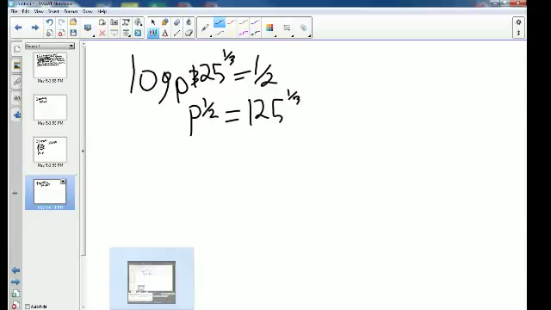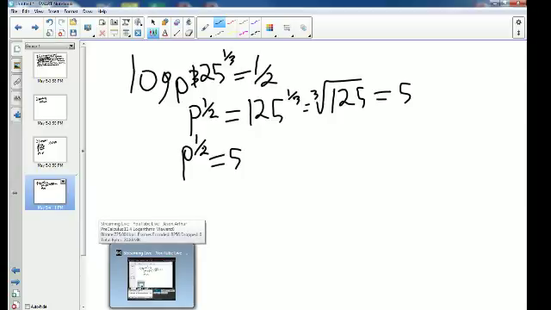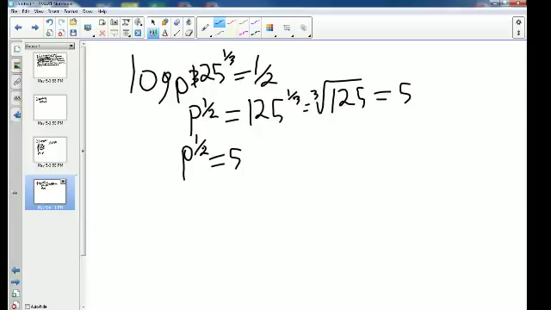This is the same as saying equals the cube root of 125. And if we go even further, that equals 5. So now we got p to the 1/2 power equals 5. Now we want to get rid of the 1/2, so we square each side. Now we got p equals 25.